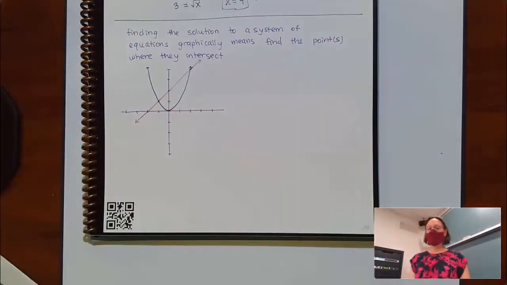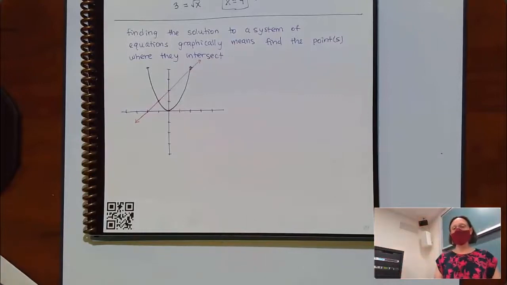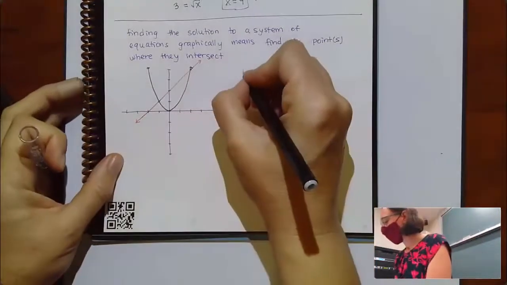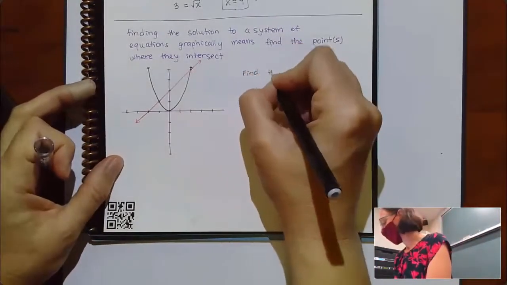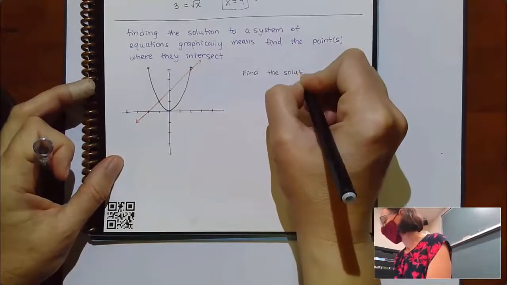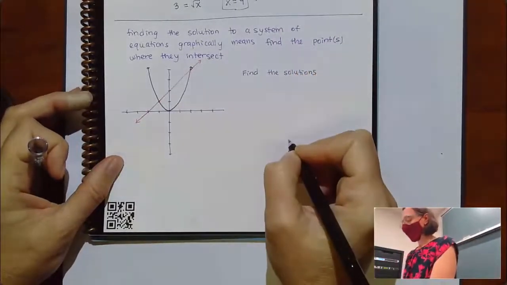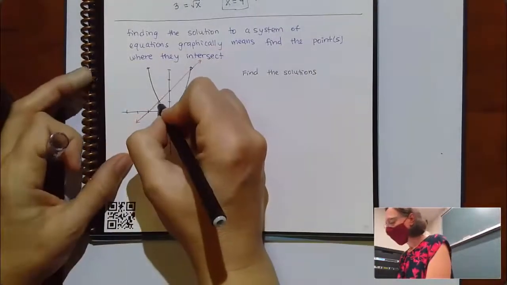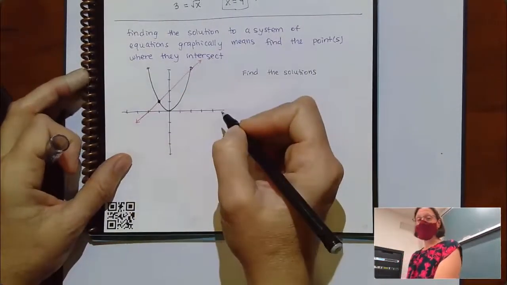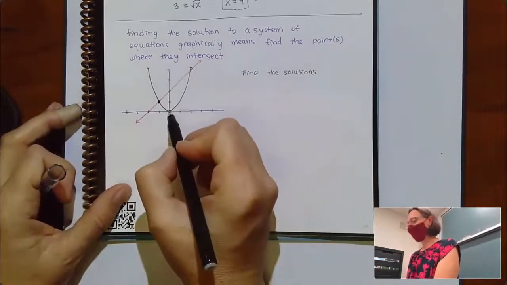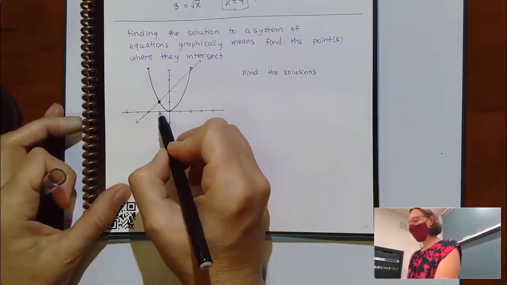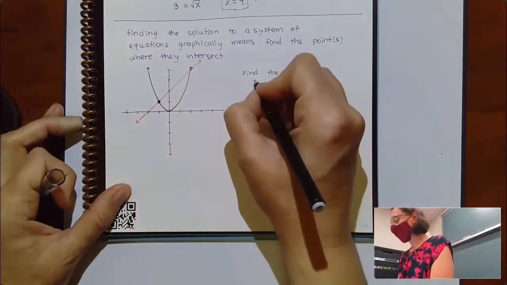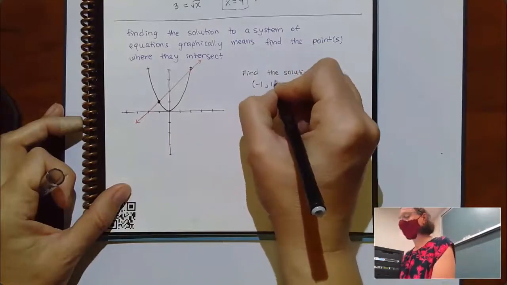Now I have not given us the equations of either of these, but I can still answer the question of find the solutions. So the solutions are the places where the graphs intersect. So they're intersecting right here. And based on the grid, I can see that that's at an X value of -1 and a Y value of +1. So one of the solutions would be -1, 1.